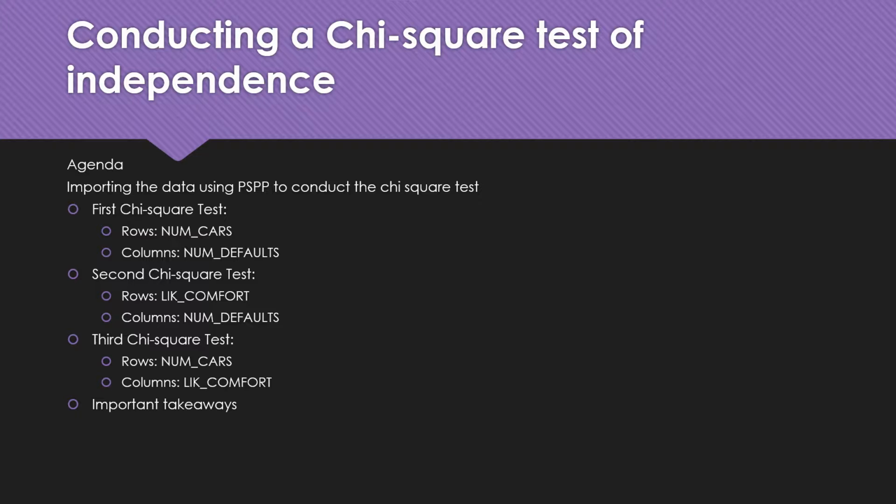The first chi-square test is numbers versus cars, and the column is the number versus default. The second chi-square test is the rows are like versus discomfort, and columns are numbers versus defaults. The third chi-square test is rows are numbers versus cars, and the columns are like versus comfort. And then at the end of the presentation, we are going to talk about the important takeaways from conducting a chi-square test of independence.